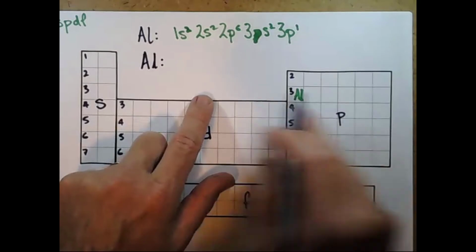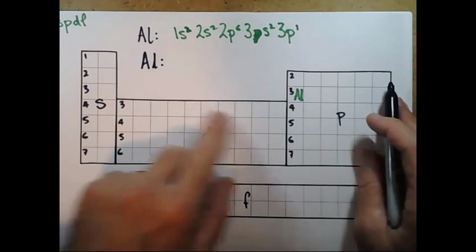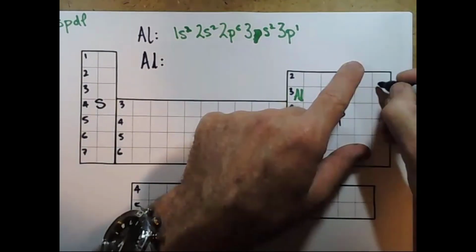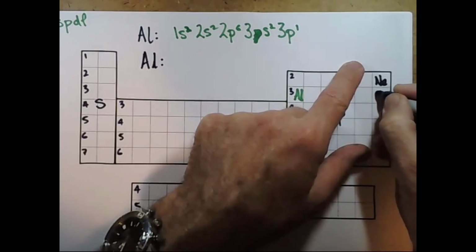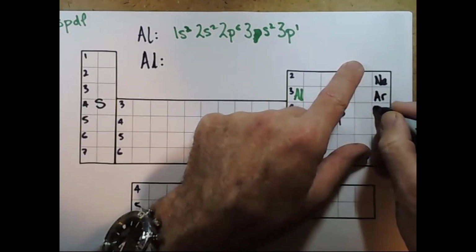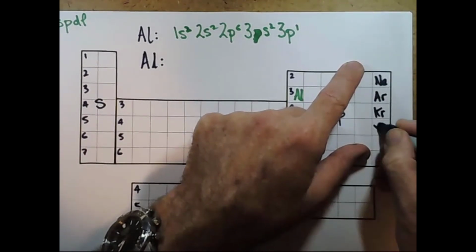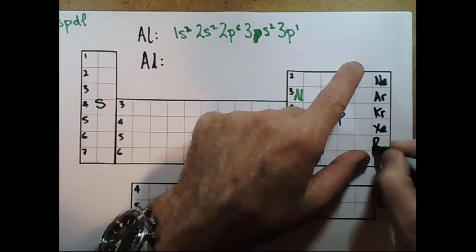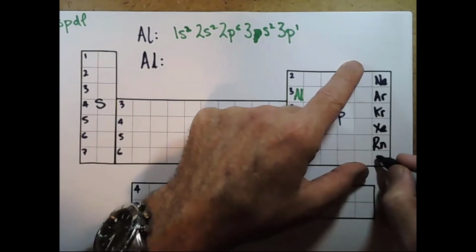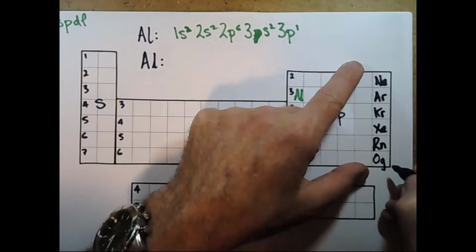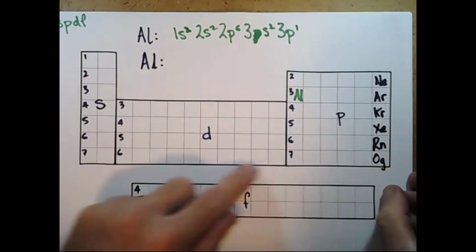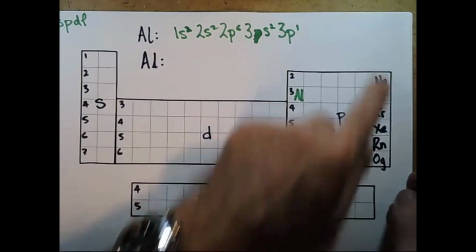So aluminium, what I'm going to do is find, okay, here are our noble gases down here. Let's label them: neon, argon, krypton, xenon, radon, and my goodness, I don't know how to pronounce that one. Oganesson. Anyway, there it is. So there are noble gases.